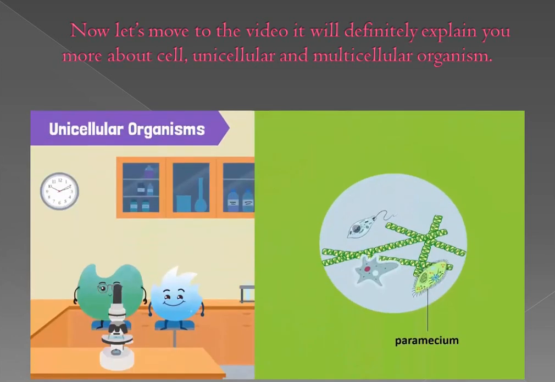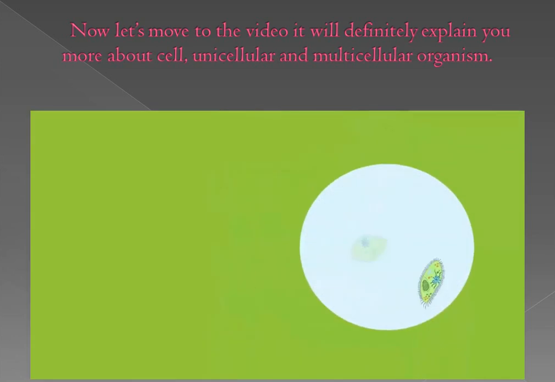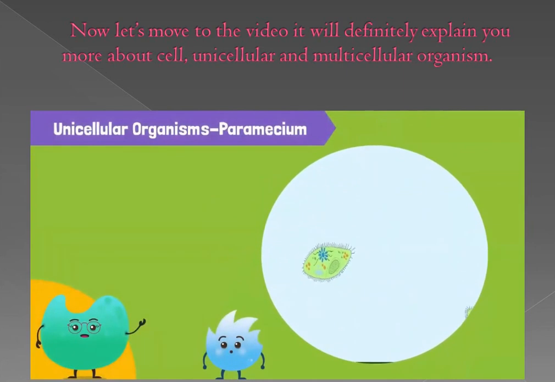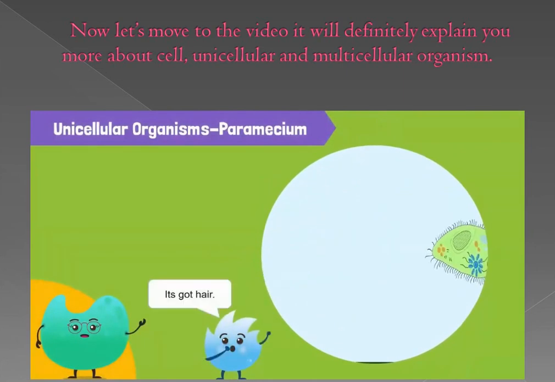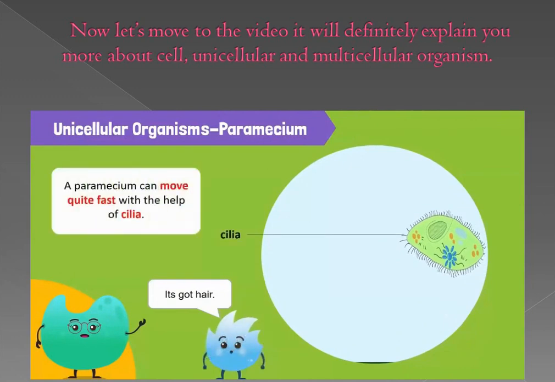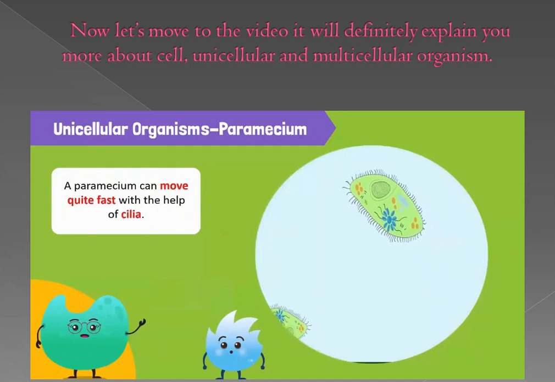Another very common unicellular organism is paramecium. They look so different. It looks like it's got hair. Yes, Spiky, these hair-like structures are called cilia. A paramecium can move quite fast with the help of these small hair-like structures.